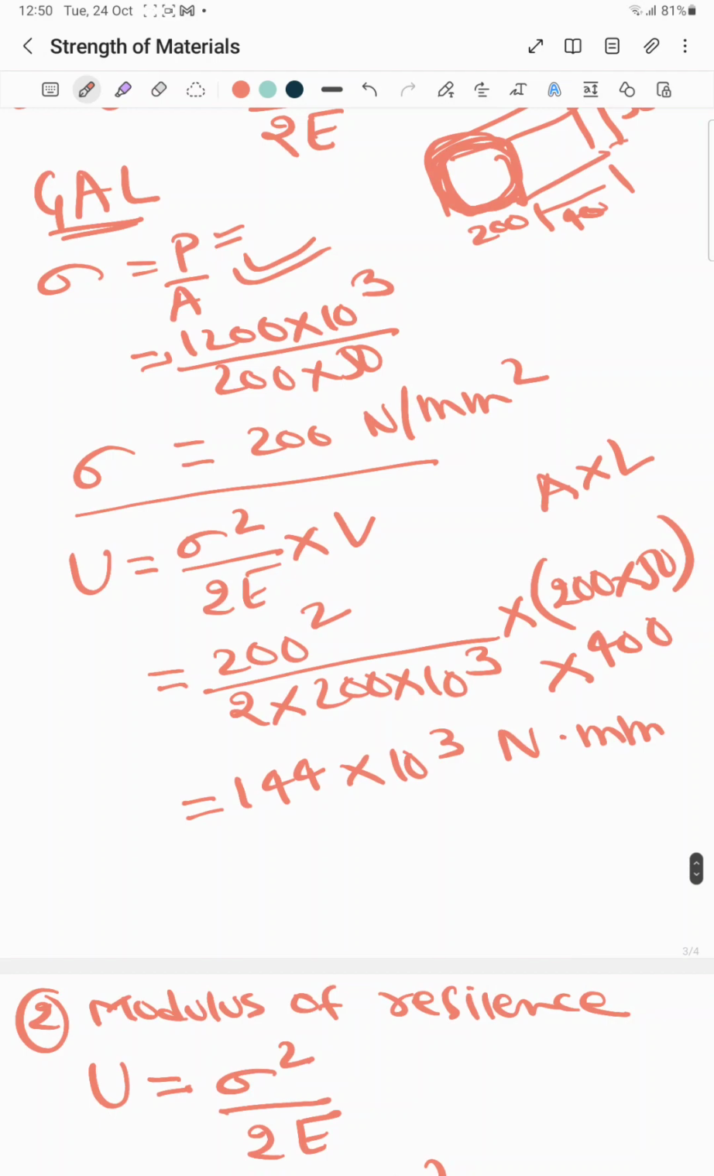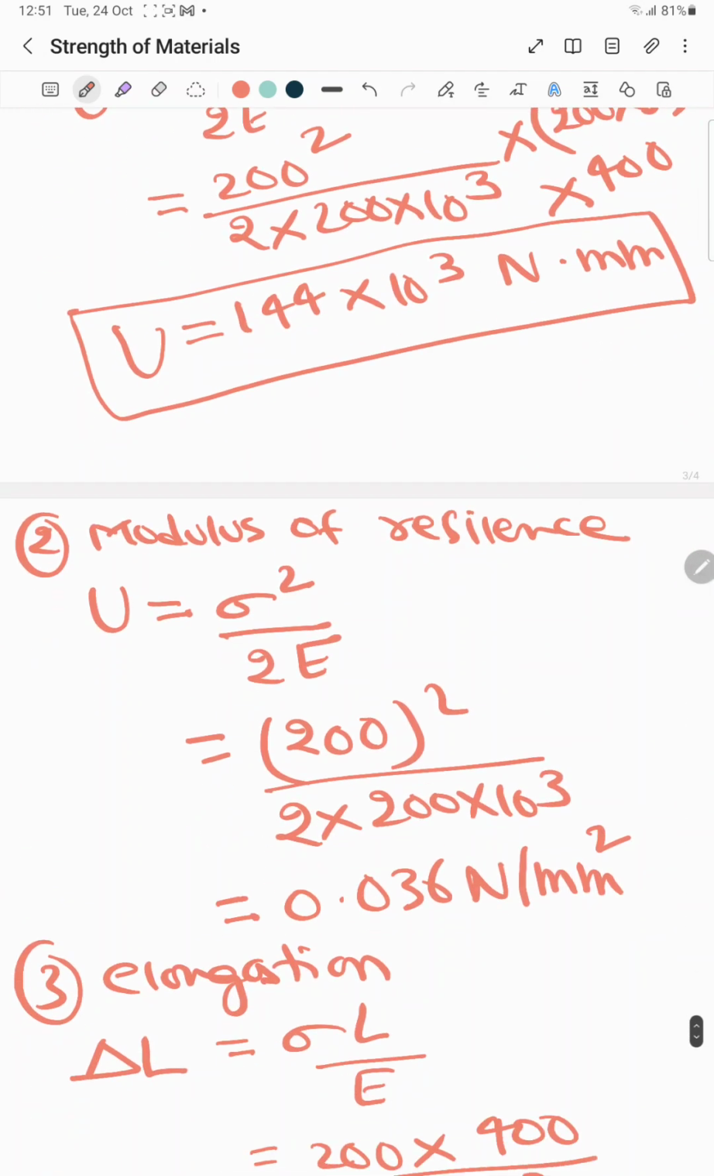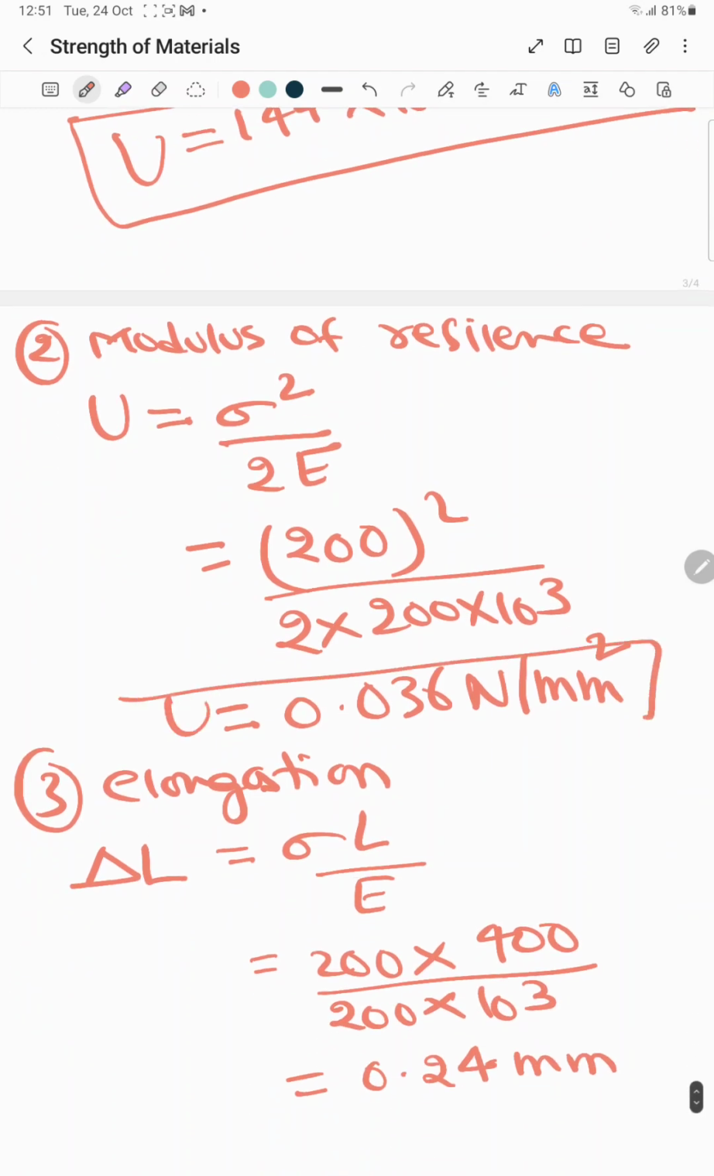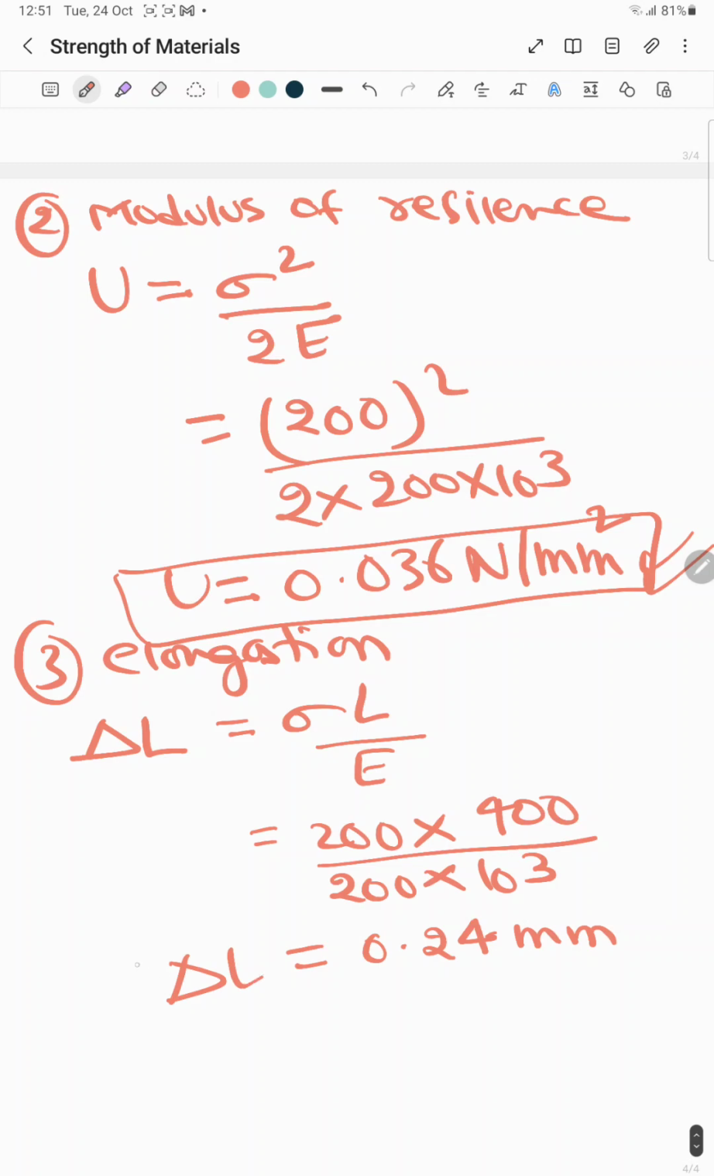So in this question we were asked to find the proof resilience, that is this is the value for proof resilience. Second is the value for modulus of resilience, this is the value for modulus of resilience. And the third one is the elongation, and delta L is nothing but 0.24.